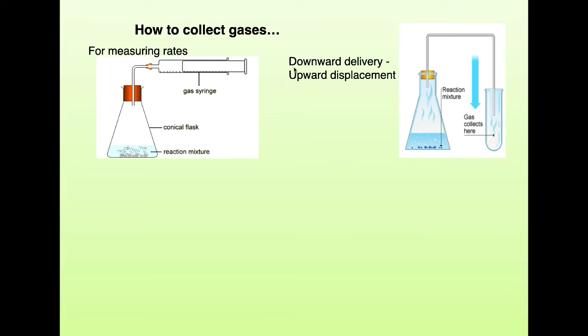First one to look at is called downward delivery, for obvious reasons, or upward displacement because it displaces the air out of this tube. As it's going downwards, then you can guess here that the gas must be more dense than air, so it sinks. So think of gases that might be more dense than air. And there are 3 examples. You can do the maths if you want.